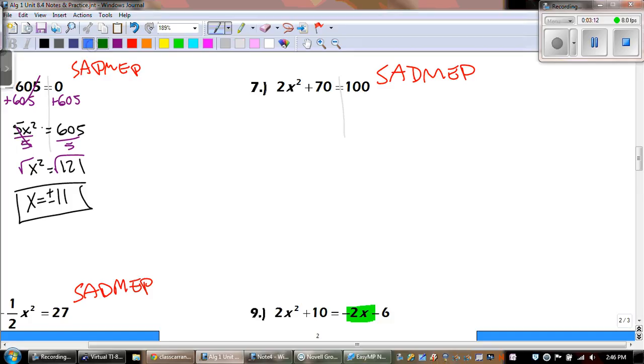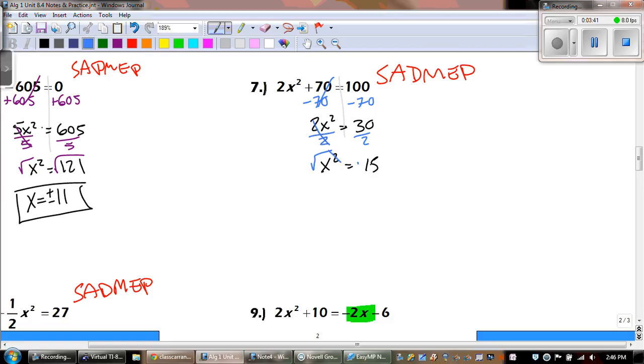Okay, for all of those who said, Mr. Grice, I still didn't get it. SADMAP. So first thing we're doing is subtracting 70. And we get 100 minus 70 is 30. To get the x by itself, we divide by 2. All of this, guys, is the same. And we get that x squared equals 15.